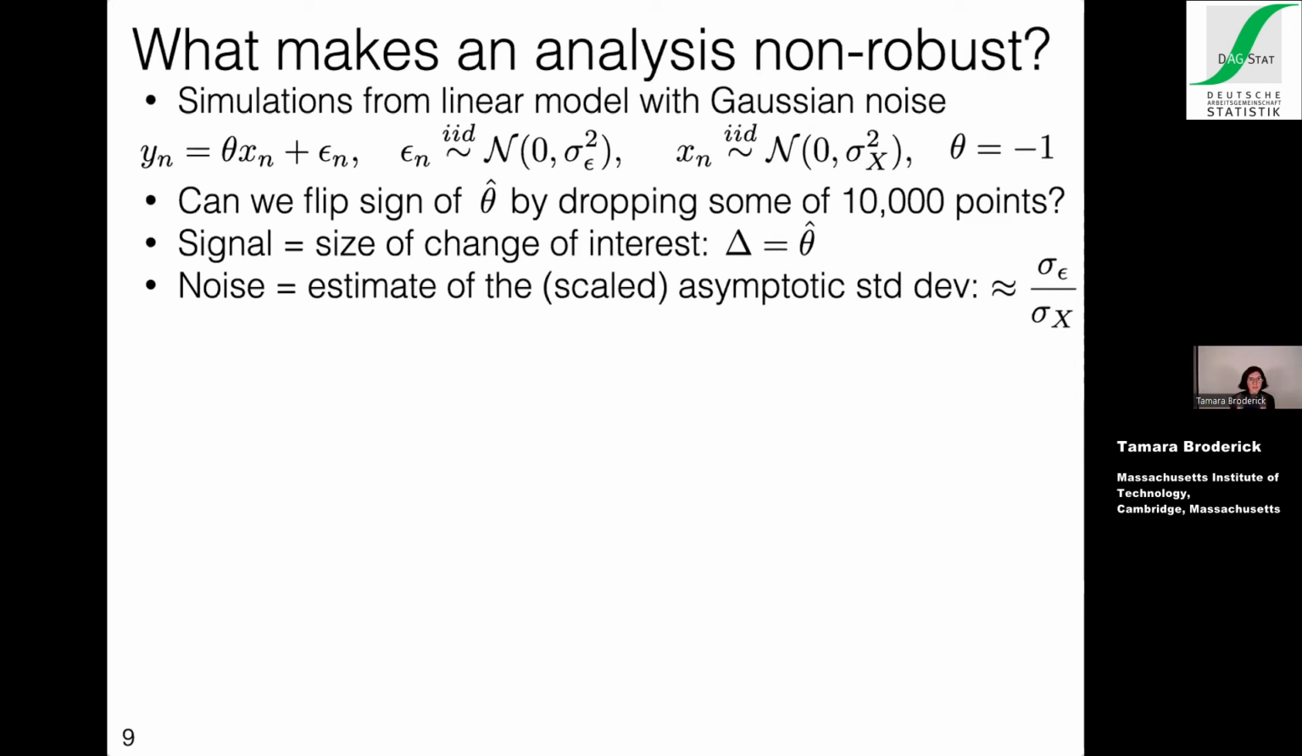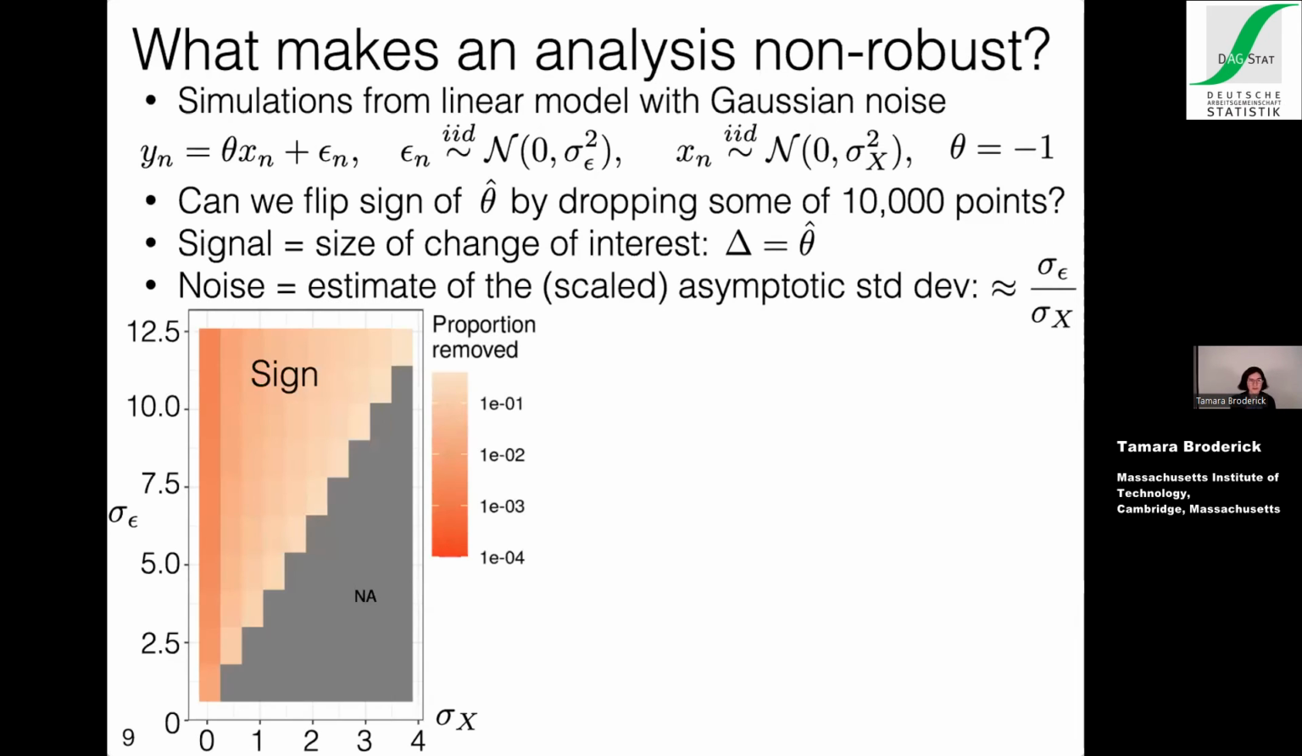Conversely, if sigma epsilon is very large and sigma x is very, very small, you're going to have a blob of data, and it's going to be totally unclear what theta really is. And so the conception here is that if signal to noise is very high, this is an easy problem. It's a very robust problem. It's very stable. Whereas if signal to noise is low, this is a very hard problem. It's a very non-robust problem. It's very unstable. Okay, well, let's see this borne out in practice.